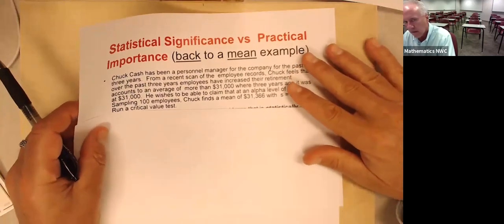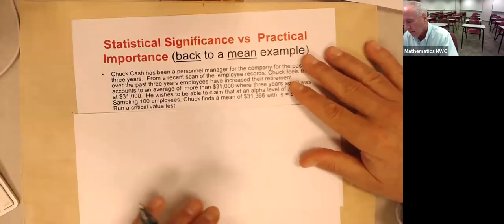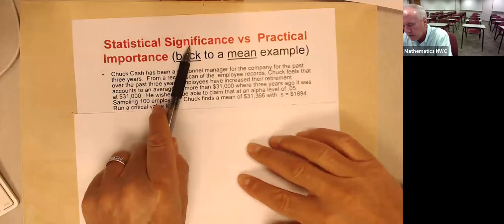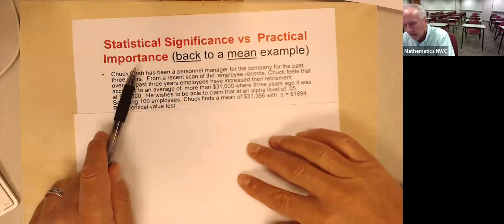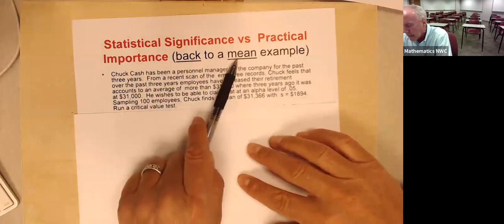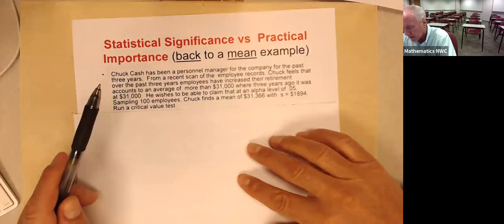Now we're going to talk about some understanding of some phrases that quite often come along with hypothesis tests. What I'm trying to get across here is the difference between statistical significance compared to practical importance. I've gone back to the mean example. So I'm looking at a sample mean, population mean, etc.